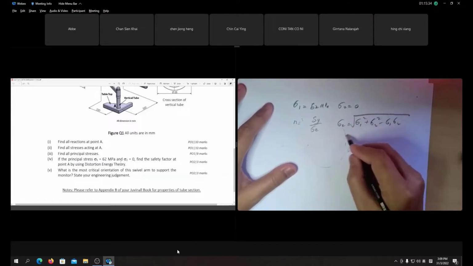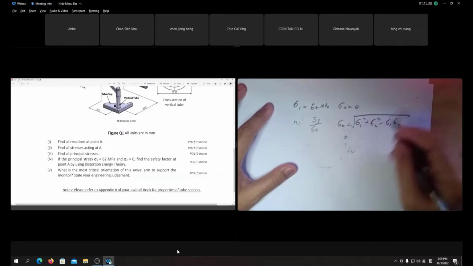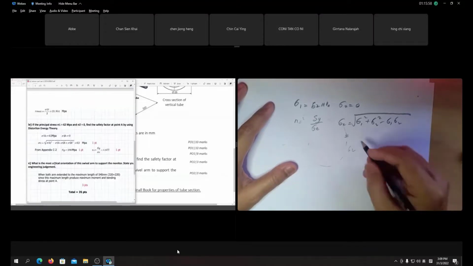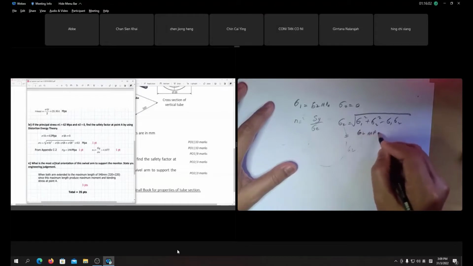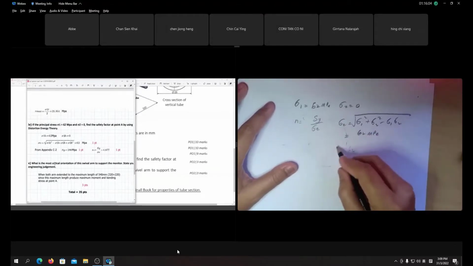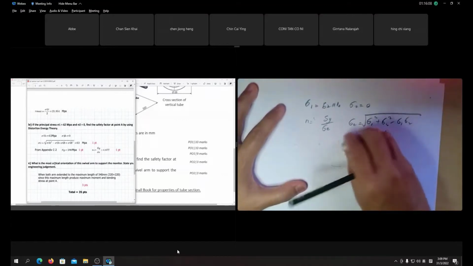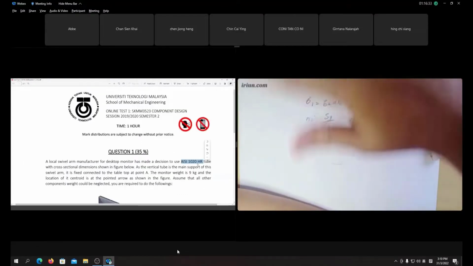Okay? So put the value. That's all, that is answering part 4. So the answer is sigma E is 62 megapascal. And safety factor is SY over SE. What is SY? What is the yield strength? The question says what is the material. Are you with me, class?